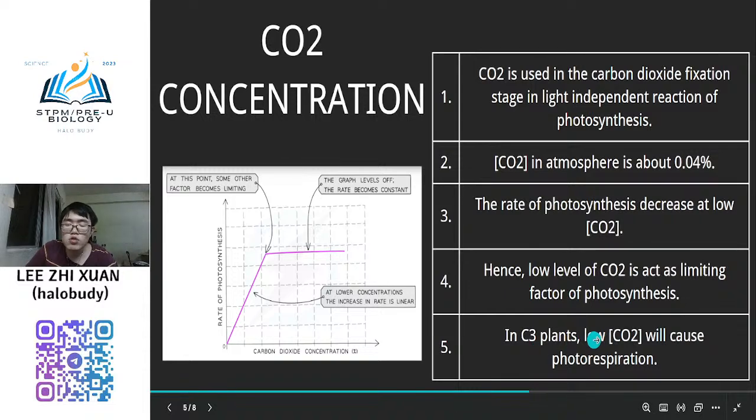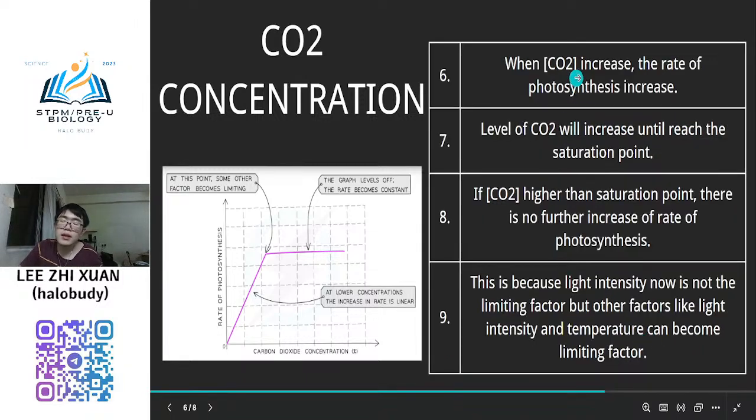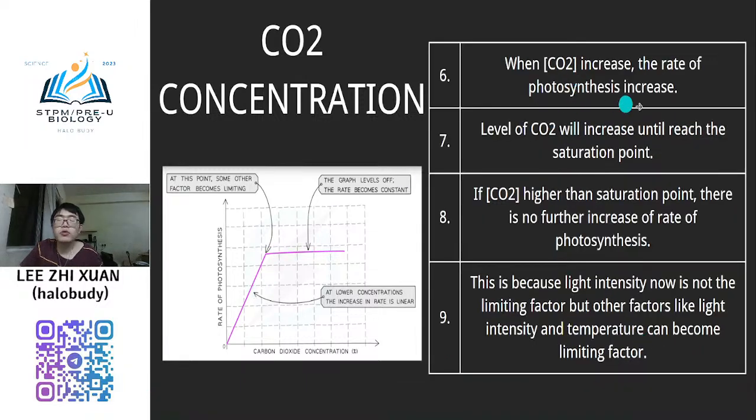And then in C3 plant, low carbon dioxide concentration will cause photorespiration. Okay, and then yang ni kalau carbon dioxide increase, photosynthesis will be increased. But it will also have the saturation point. So if higher than saturation point, no further increase, because light intensity now is not the limiting factor, but other factor.